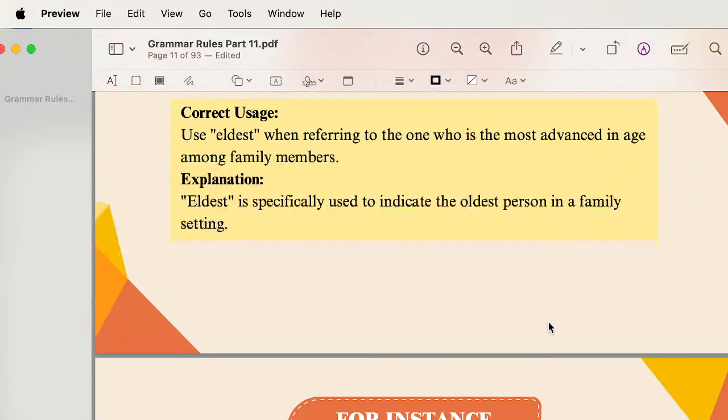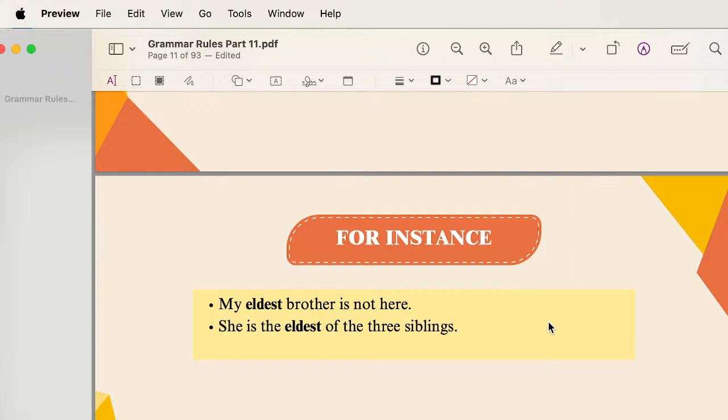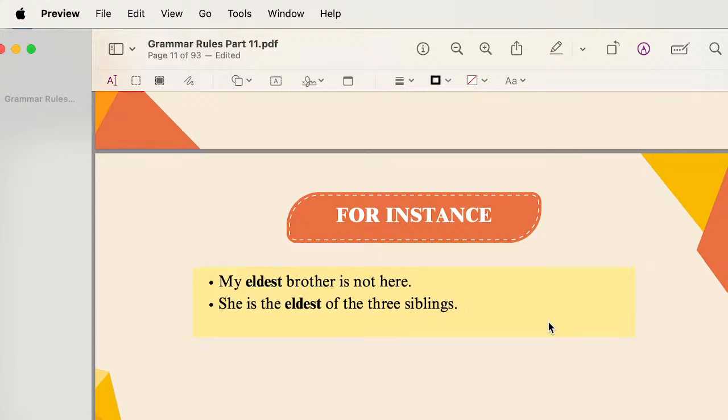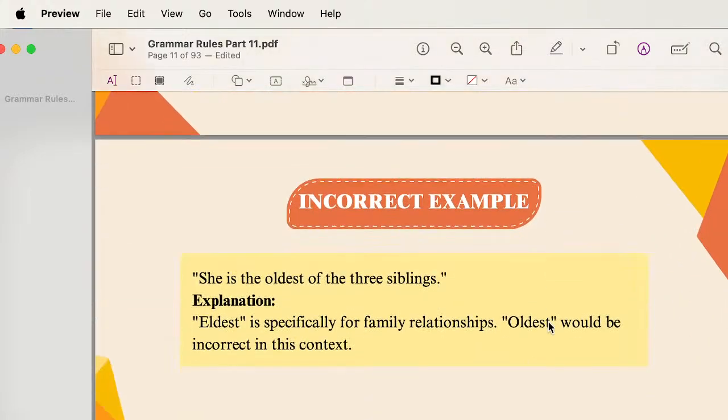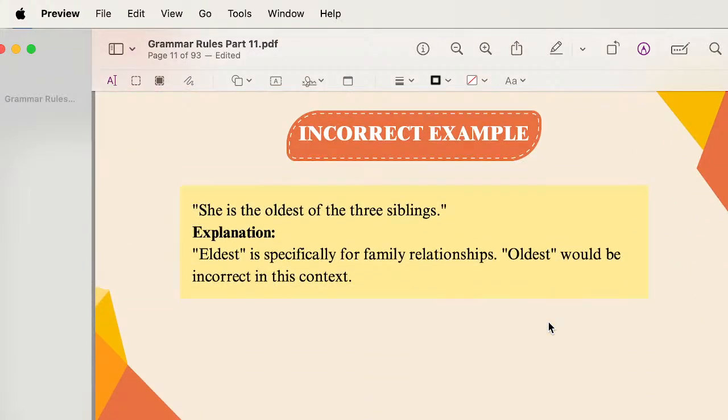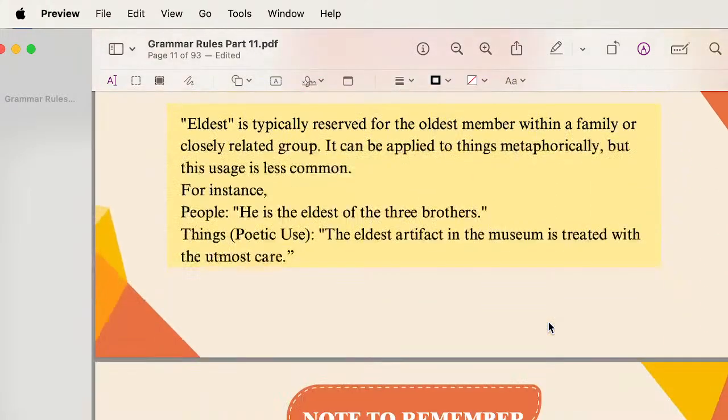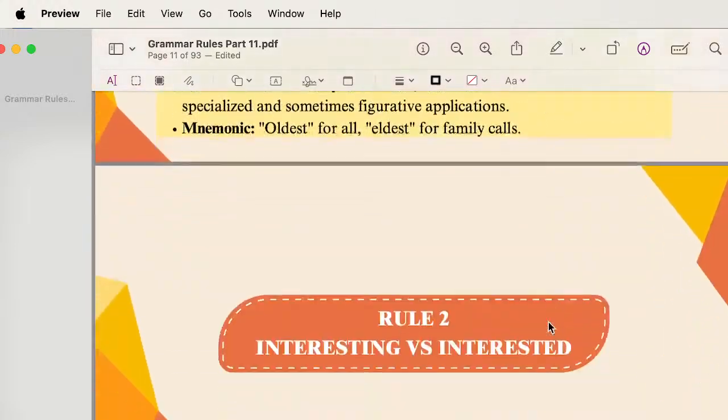Okay, I hope this is clear. My eldest brother is not here. She is the eldest of 3 siblings. सबसे बड़े member के लिए, especially who's part of the family, उसके लिए हम eldest use करते हैं. Remember this. I hope this is clear now.